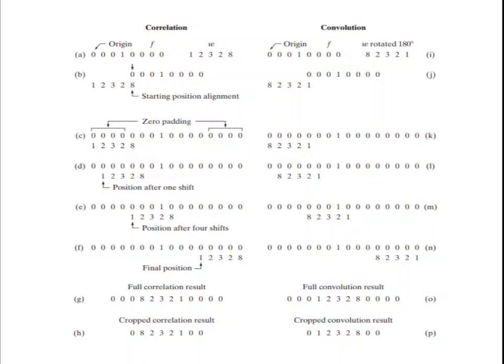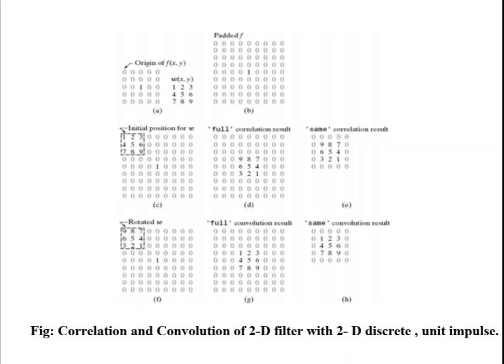Thus, we see that to perform the convolution, all we do is rotate one function by 180 degrees and perform the same operation as in correlation. As it turns out, it makes no difference which of the two functions we rotate. This is all about the convolution. And then this figure shows the correlation and convolution of a 2D filter with a 2D discrete unit impulse.